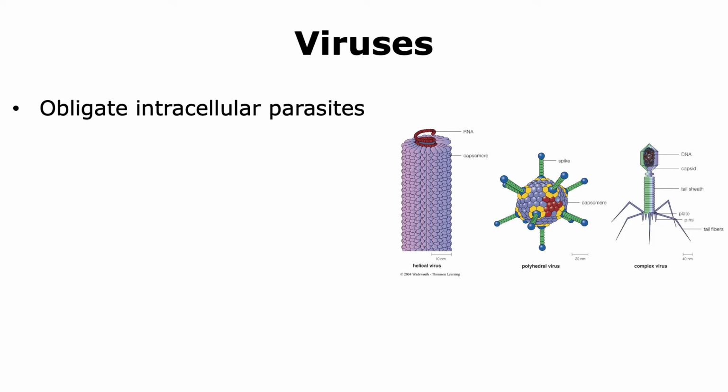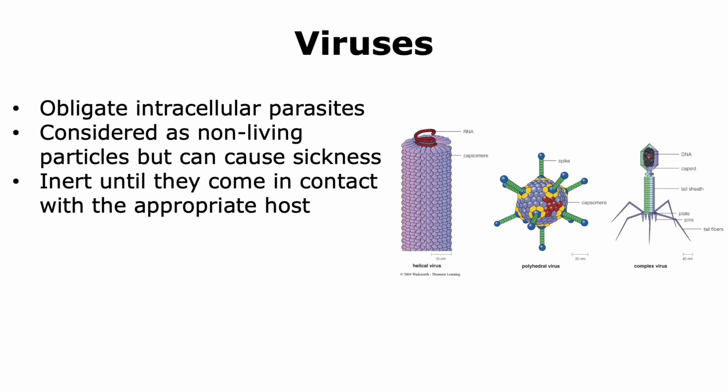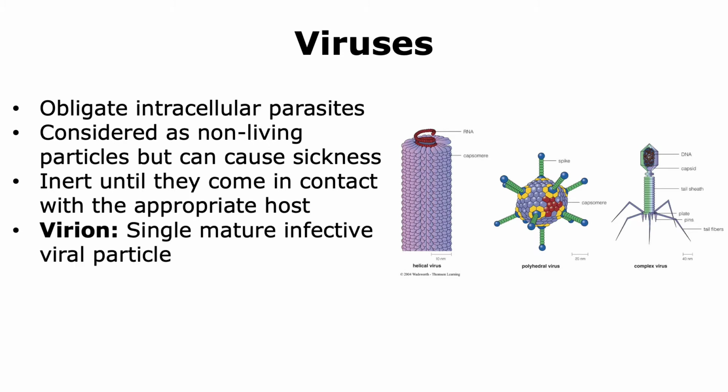Viruses are obligate intracellular parasites, and they're considered as non-living particles, but because they have the ability to infect a host and cause an illness, they are considered as pathogens. Viruses are inert and come in a variety of shapes and sizes, and we can see some of these shapes and sizes in the figure that's shown here. When they do come in contact with the appropriate host, that is when they become more active. Some terminology that you should be familiar with is a virion. A virion is a single mature infective viral particle.